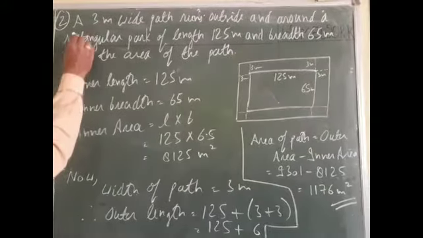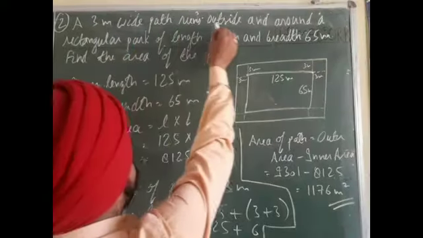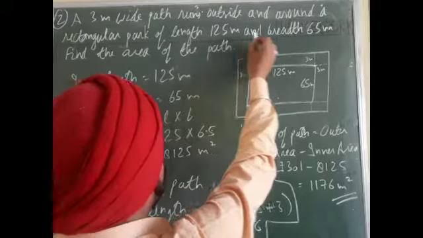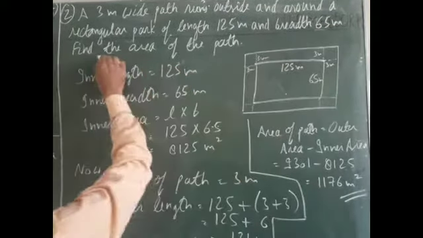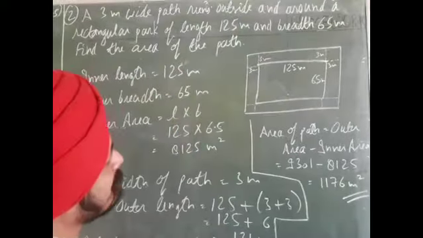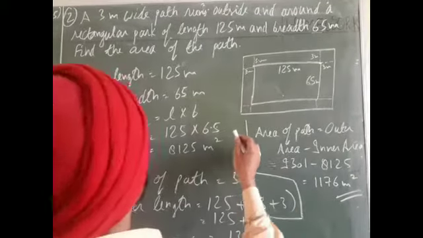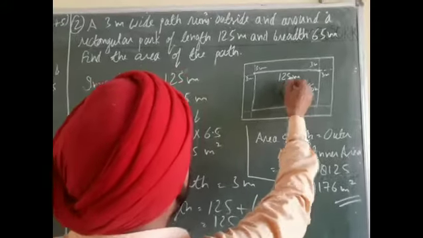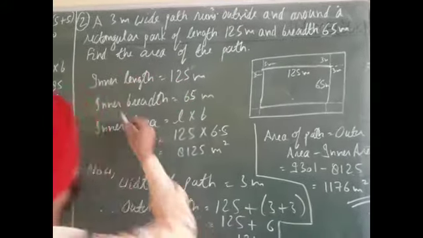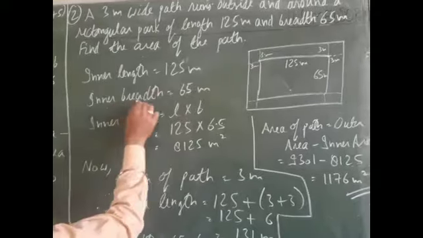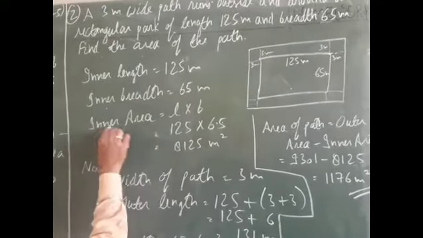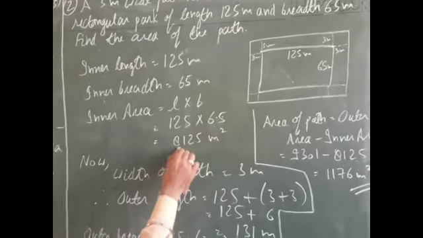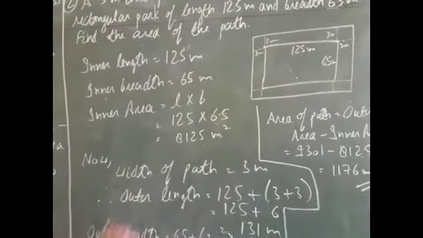Now see the second question. A 3 meter wide path runs outside and around a rectangular park of length 125 meter and breadth 65 meter. Find the area of the path. Similarly, same as the first question, in this also 3 meter width is given and the rectangular park length is 125 meter and breadth is 65 meter. So the inner length is 125, inner breadth is 65 meter. You will find the inner area, L into B. 125 into 65, you will get 8125 meter square.